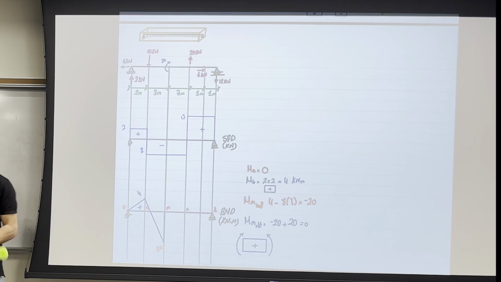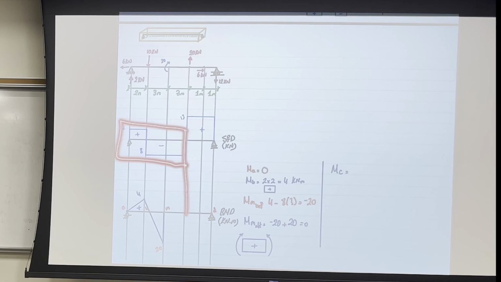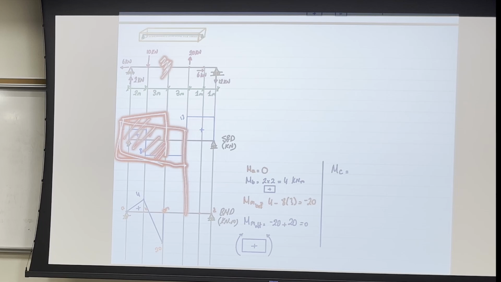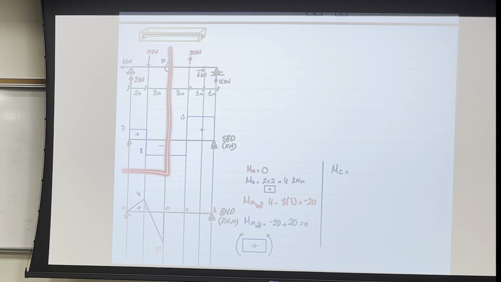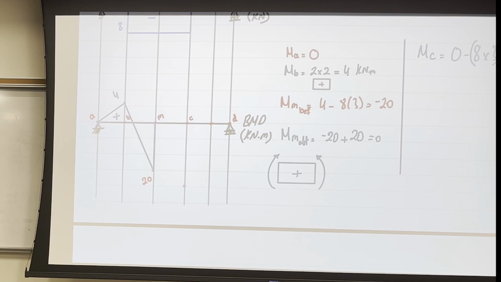So that's M after. So let's do MC, moment at C. What I want to do is sum all these areas. But the moment at M after already summed all this area at this point and took the 20 concentrated bending moment into account. So what is missing now is zero, which represents everything before that, minus this area. So I will say zero minus 8 times 3, minus 24 kilonewton meter. So at point C, I do have a 24. And that's why I went that way, okay?